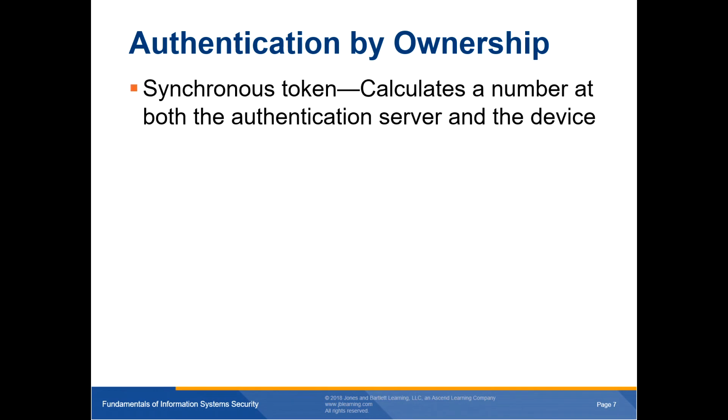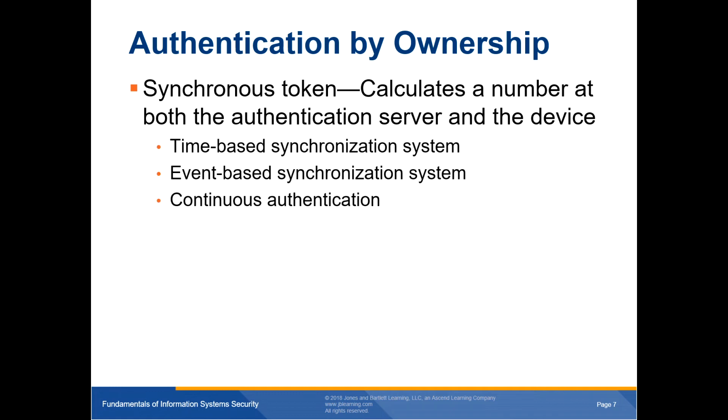Authentication by ownership. So we have what we call synchronous tokens. These calculate a number on both the authentication server and the device. We have time-based synchronization systems. In a time-based system, the current time is used as the input value to the algorithm. The token generates a new dynamic password, usually every minute, that is displayed in the window of the token. To gain access, the password is entered with the user's PIN at the workstation. No token keyword is required. The system requires that the clock and the token remain in sync with the clock and the authentication server.